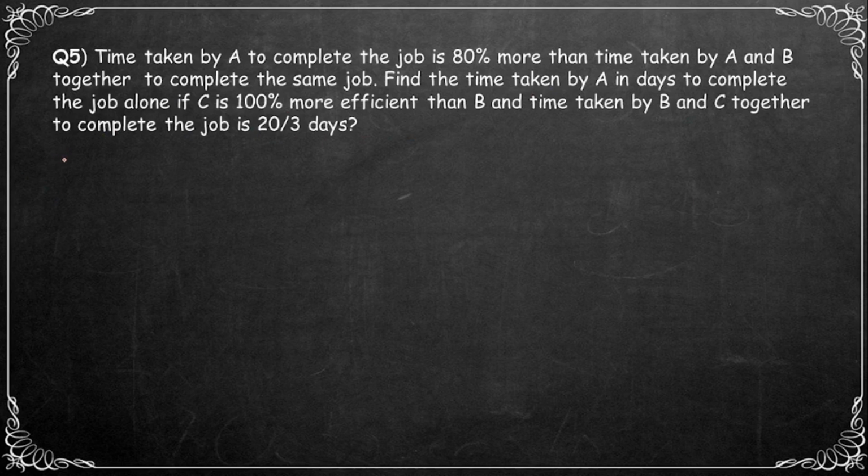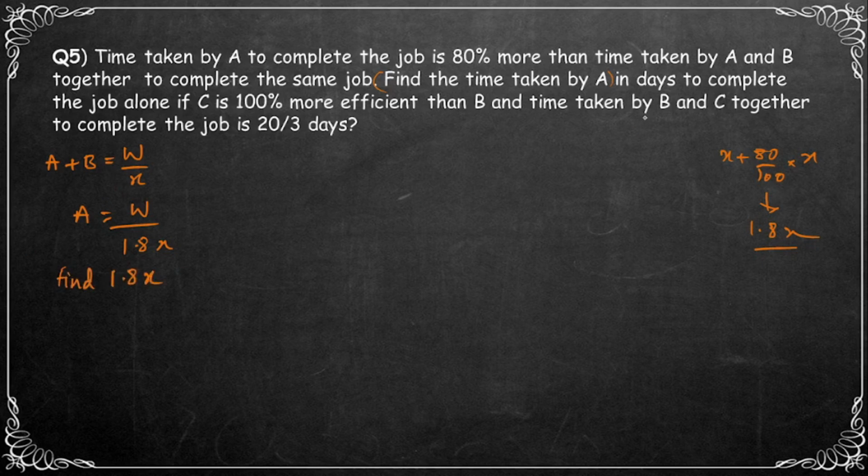So if we try to write equations, right, for the first sentence, time taken by A to complete the job is 80% more than time taken by A and B together. So reference is A and B together. So if we write the equation, A and B together can complete the work in X number of days, if we say that. Now A can complete that work in 80% more time than X. So X plus 80% of the reference, which is X, which is nothing but 1.8x, right? Correct. Now find the time taken by A in days. That means we have to find 1.8x, okay, in days to complete the job.